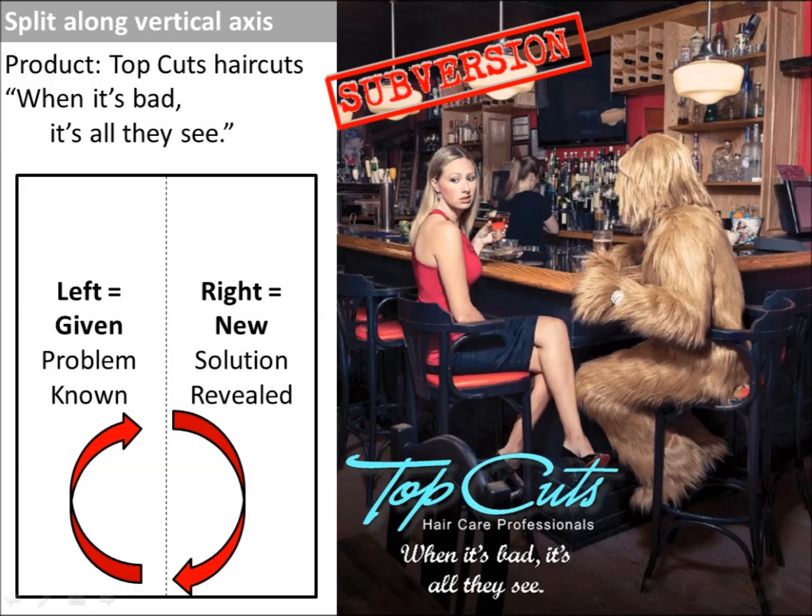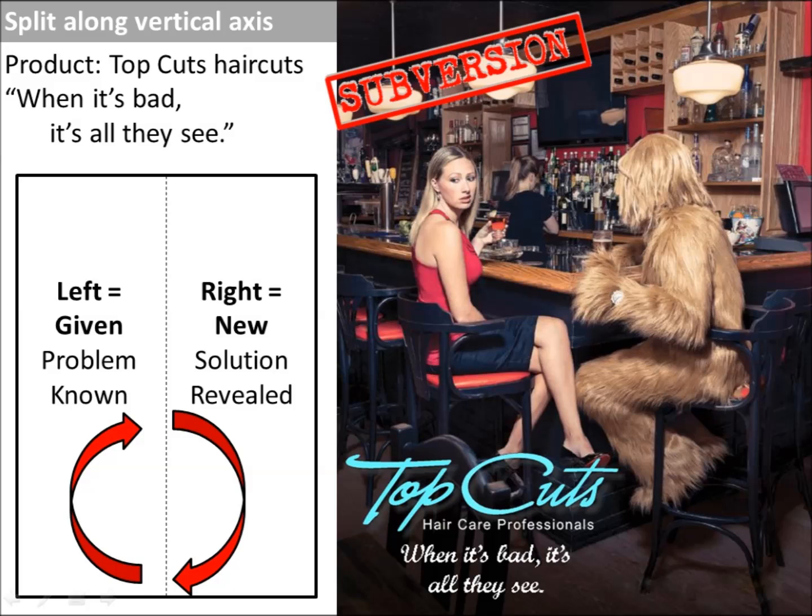Now, we saw earlier with the horizontal division that advertisers know that we expect the pathos on the top leading down to the logos at the bottom, and so they sometimes subvert that and switch it around. They do the same thing at times with the vertical axis. They know we expect the problem on the left and the solution on the right, and so to get our attention, they switch it up.